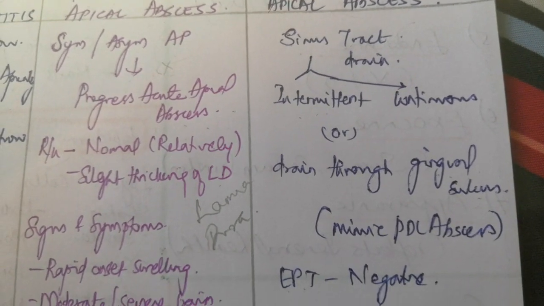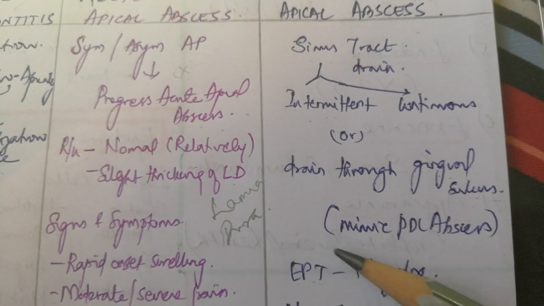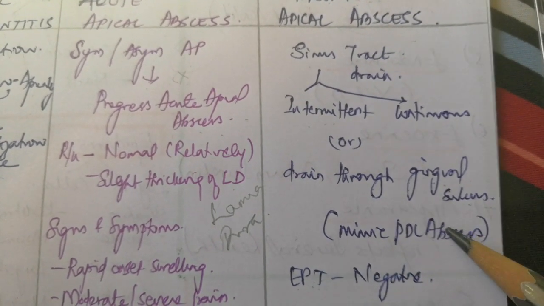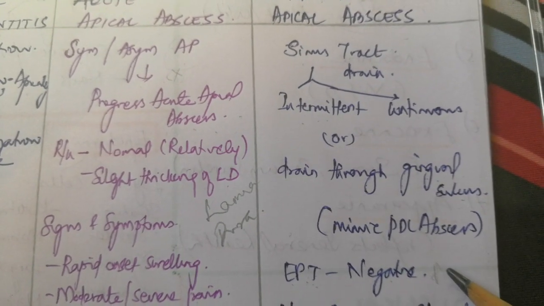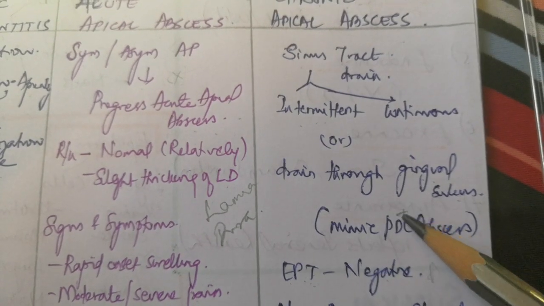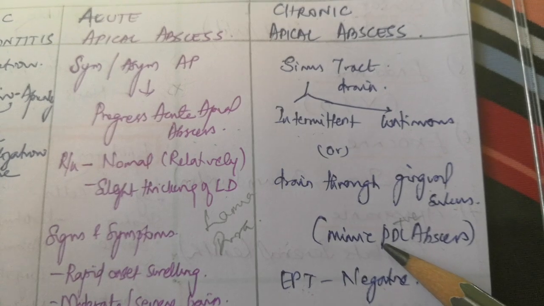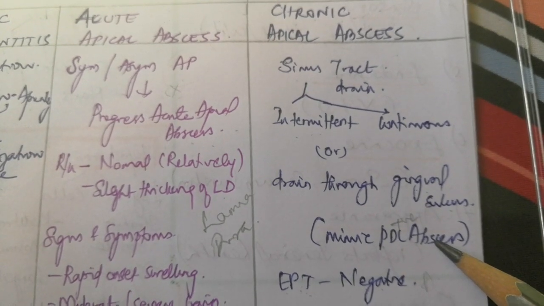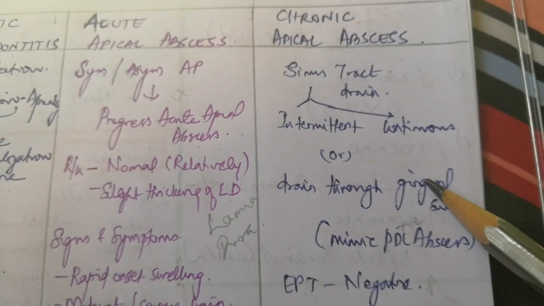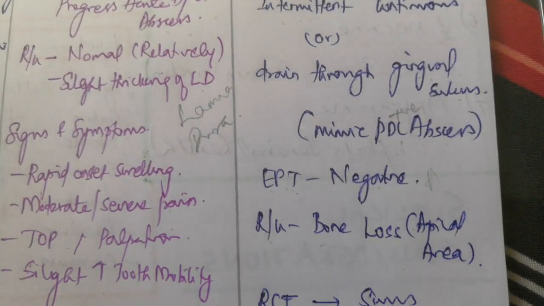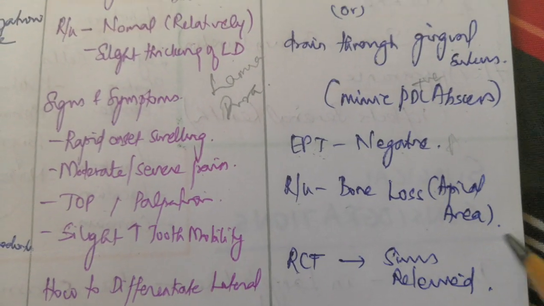So, what you have to do is an electric pulp test. If it is positive, then it will be a periodontal abscess. If it is negative, it will be a chronic apical abscess. So, you can differentiate between a periodontal abscess draining via the gingival sulcus and a chronic apical abscess which is also draining via the gingival sulcus. And then radiographically you will see a bone loss in the apical area, and the treatment option is root canal treatment.